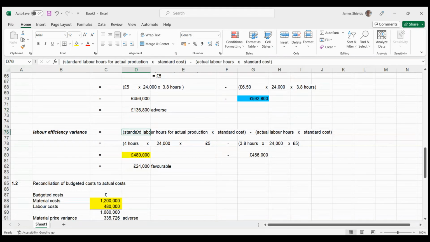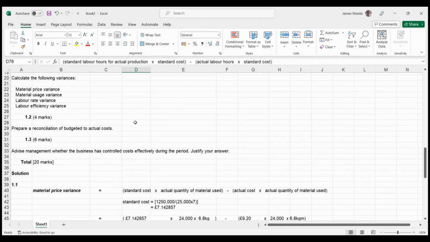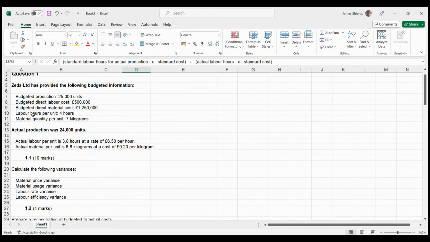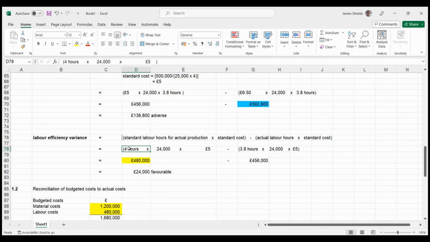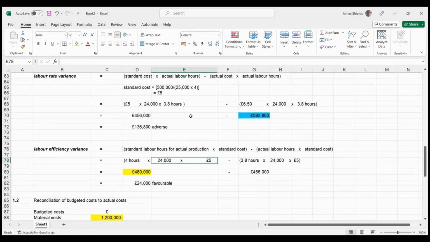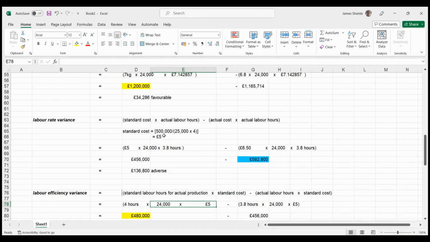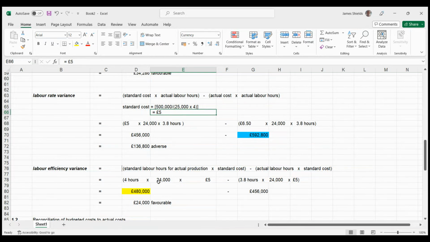Right, labour efficiency now. So we've got the standard labour hours for actual production times the standard cost. So the standard labour hours, I go back to the question. Here we go. The standard hours is 4 hours per unit. So that's the 4 hours. Actual production is 24,000. And the standard cost, I'll go back to the information in the question, we've got it here, is £5 per unit. So 4 hours times 24,000 times £5, that gives us £480,000.